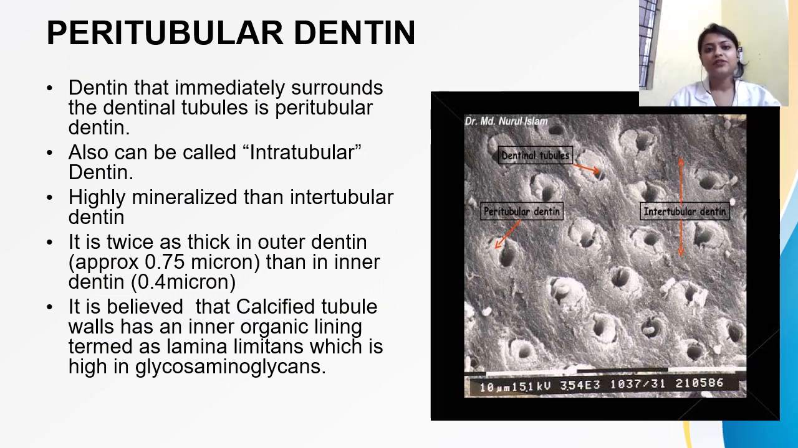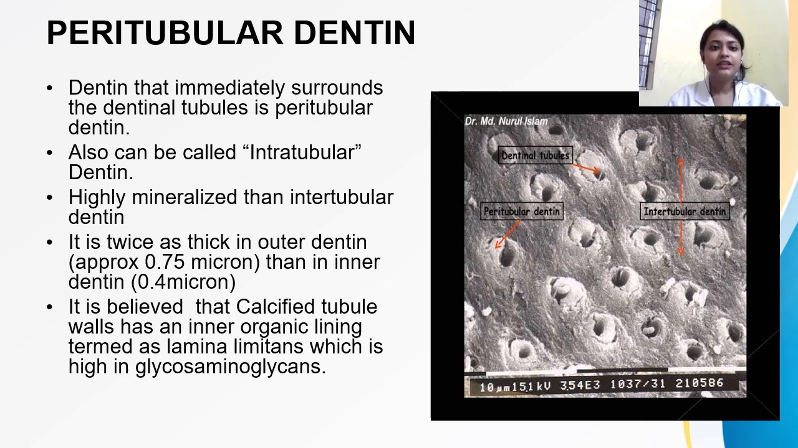Now coming to the types of dentin, first is the peritubular dentin. As the name suggests, you can understand that it immediately surrounds the dentinal tubules. Peritubular, around the tubules, so it is called peritubular dentin. It is also called intratubular dentin. So outside is the dentin, inside is the dentinal tubule. So intratubular dentin we can also call peritubular dentin.